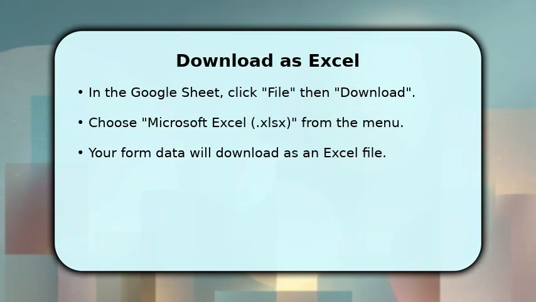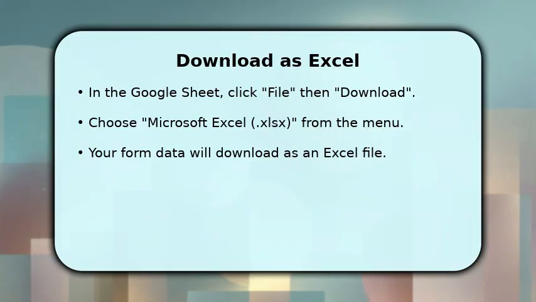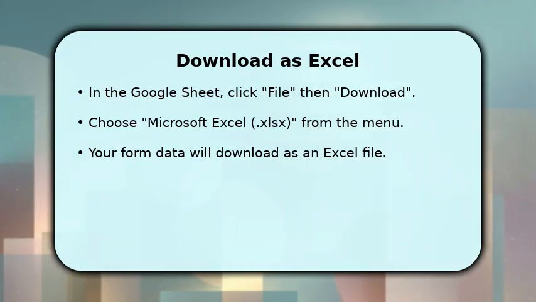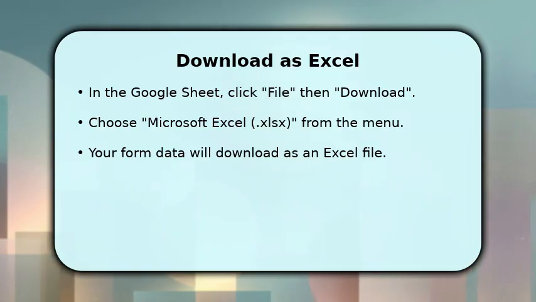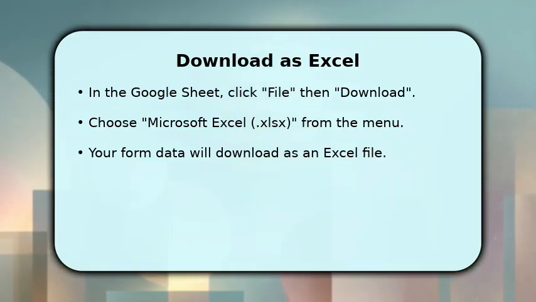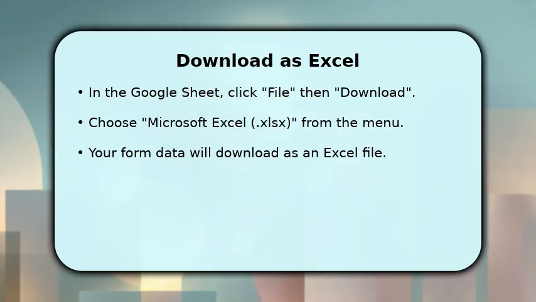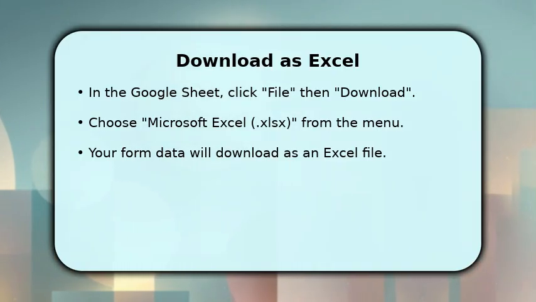Now that your data is open in Google Sheets, the next step is to download it as an Excel file. Go to the File menu at the top left of your screen. From the drop-down options, hover over Download. You'll then see several file formats. Select Microsoft Excel, XLSX to begin the download.